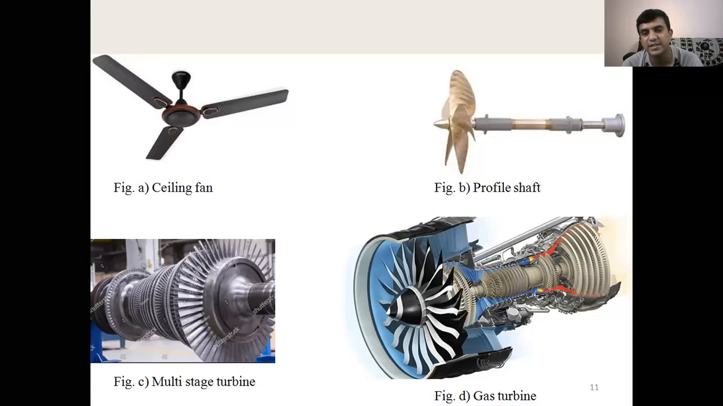Out of 4 cases, the gas turbine engine will come under which type of case? Third case, sir. Okay, if you consider only the fan, that will come under the third case, balancing of several masses rotating in the same plane. But here a fan, low pressure compressor, high pressure compressor, low pressure turbine, high pressure turbine are there. Gas turbine means several stages are there.